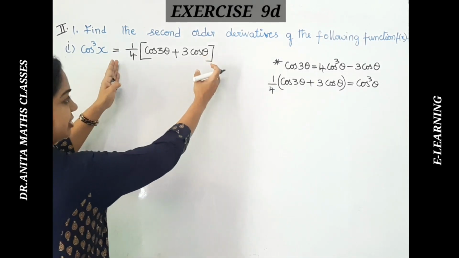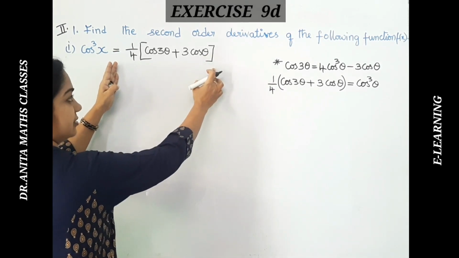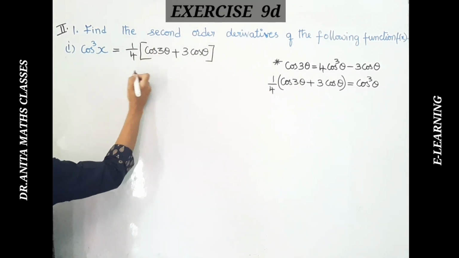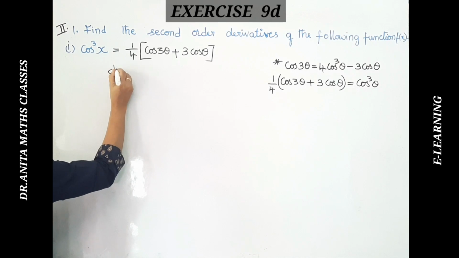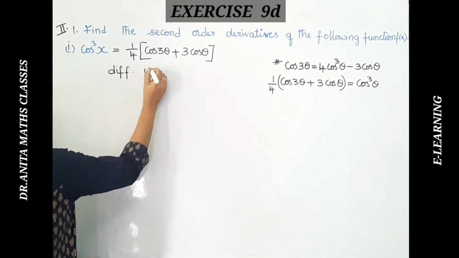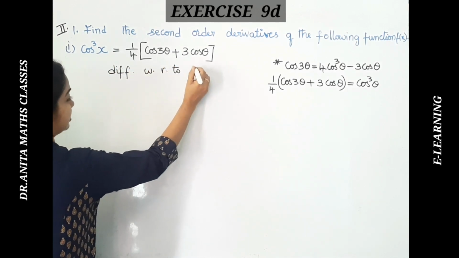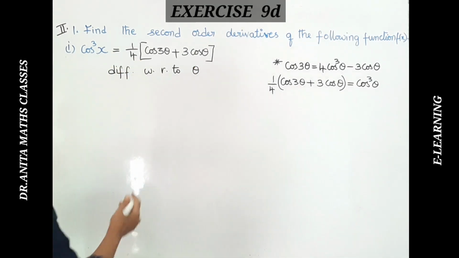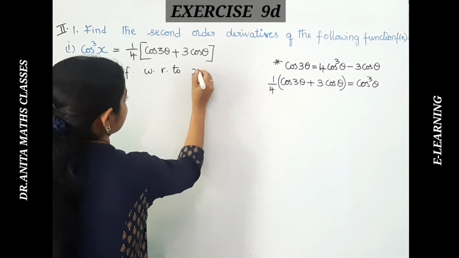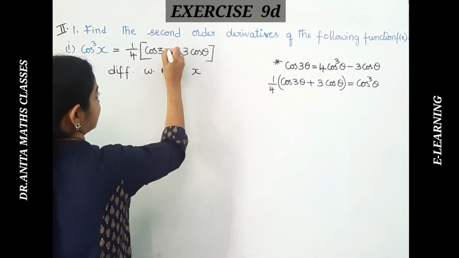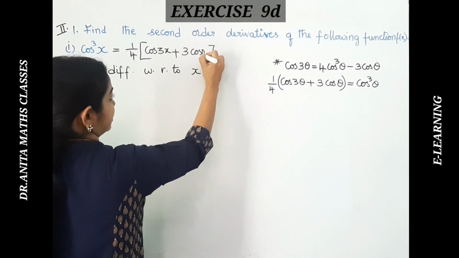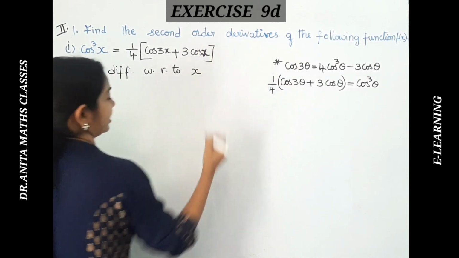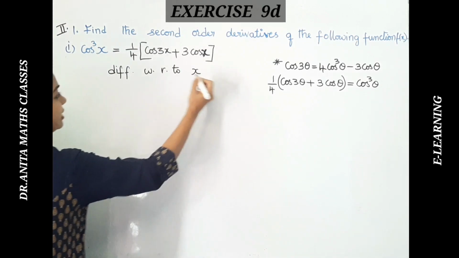Now we will differentiate it. First we have to find the first derivative, then the second order derivative. First differentiating this one. Let me write differentiating with respect to theta here. There is no x function here. Sorry, we have to write x only, because this is cos 3x. The formula is in theta, but our function is in x, isn't it? So differentiating with respect to x here.